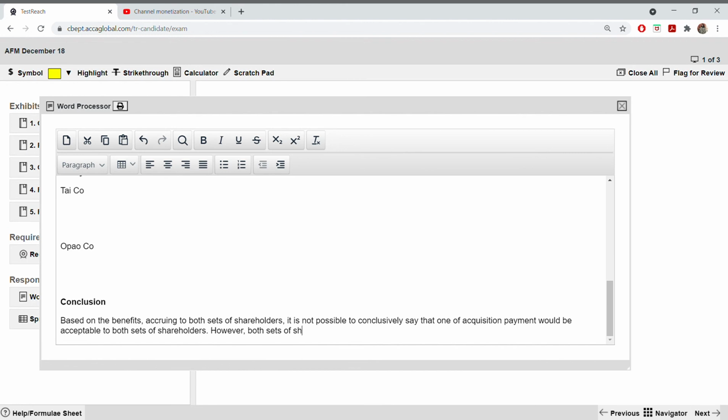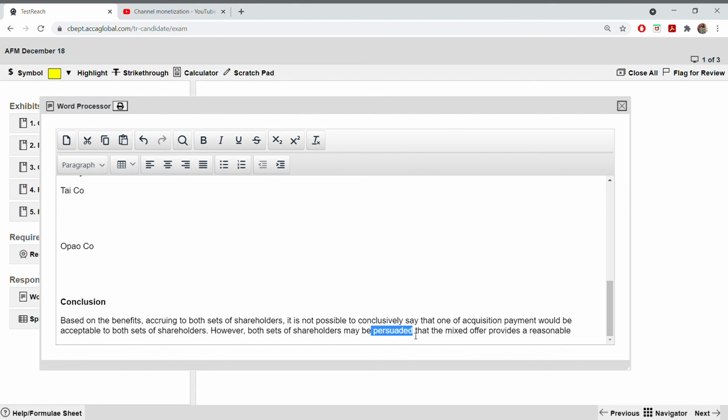However, both sets of shareholders may be persuaded that the mixed offer. Just see, you have to be very alert about your spelling also at the same time, okay? Mixed offer provides a reasonable compromise. Look at the word they're using. Mixed offer, okay? They may be persuaded. Look at the words, the language they're using.